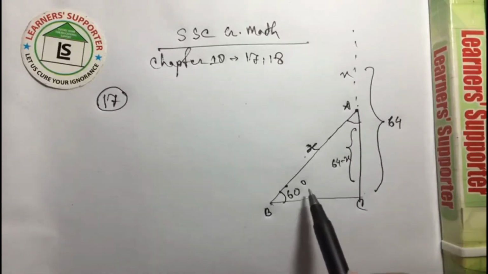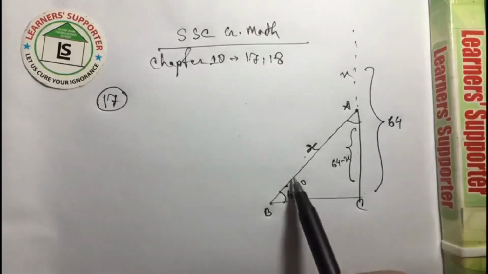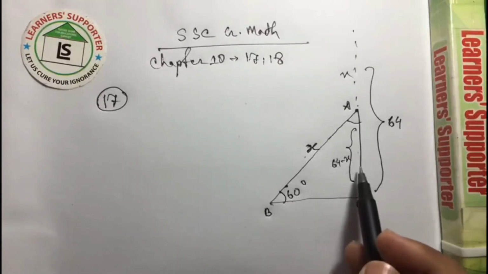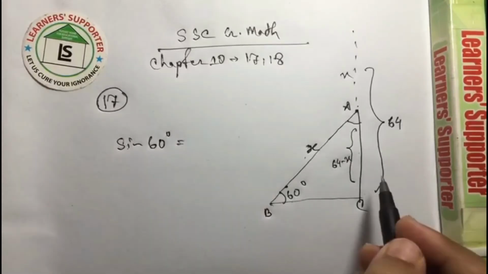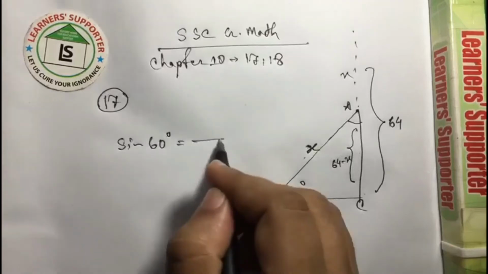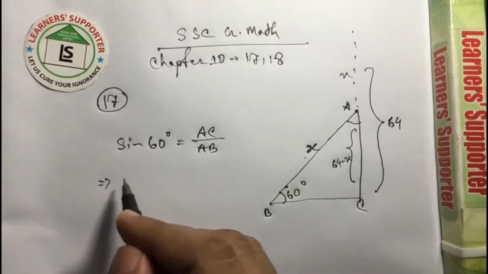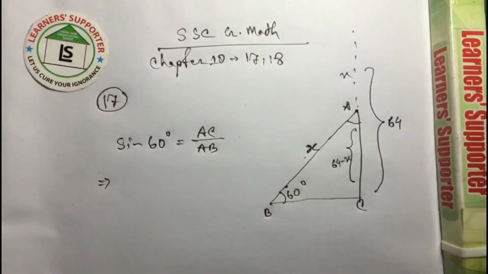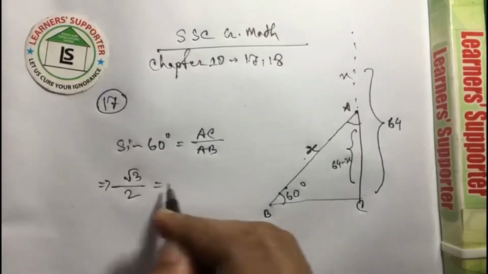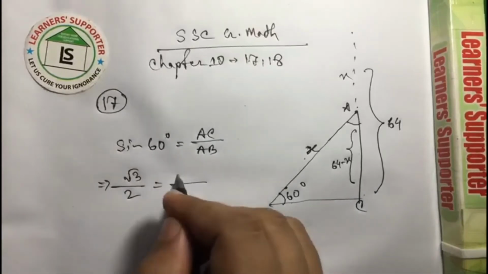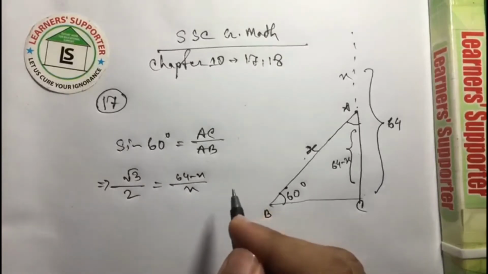We have to make a relation between hypotenuse and opposite. The angle is here, so the opposite is AC and the hypotenuse is AB. Opposite and hypotenuse, that means the relation of sine. We know that sine 60 degree equals AC by AB, opposite by hypotenuse. We know that the value of sine 60 degree is root 3 by 2. That means we can write root 3 by 2 equals AC, 64 minus x, and AB is only x. We will do cross multiplication.